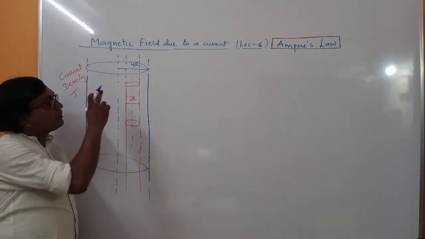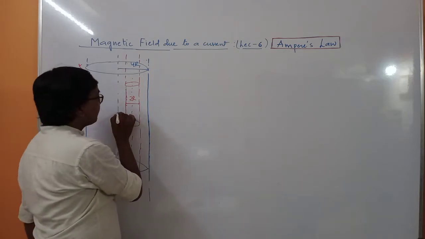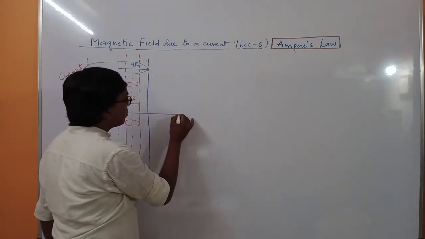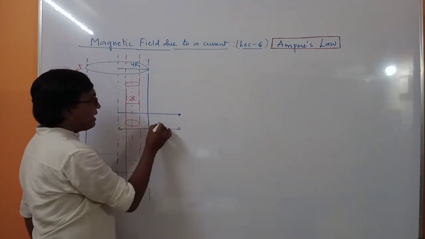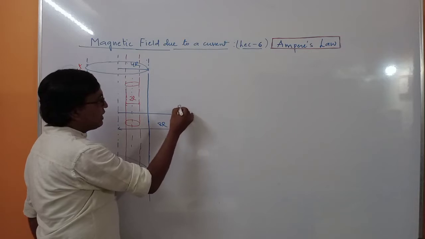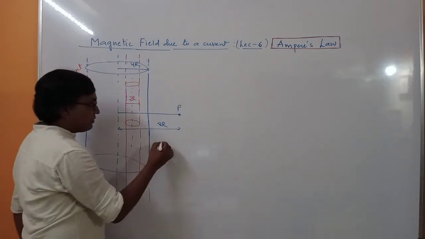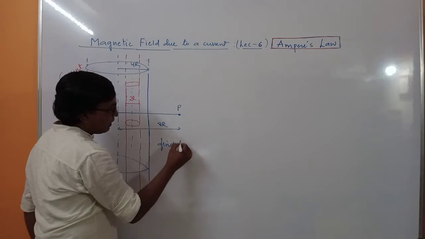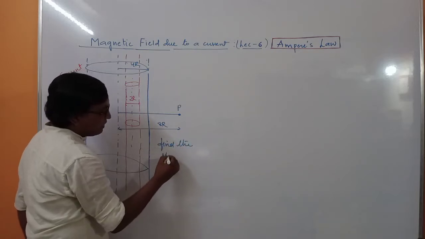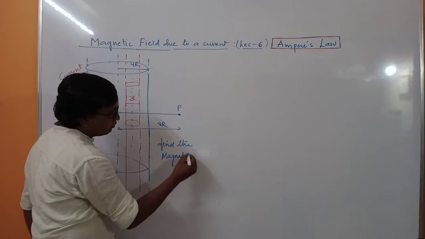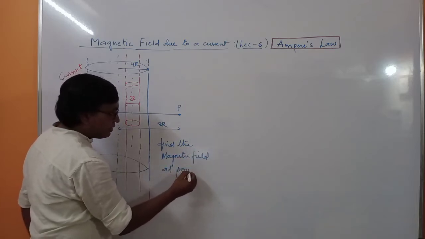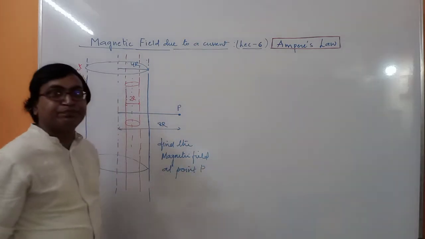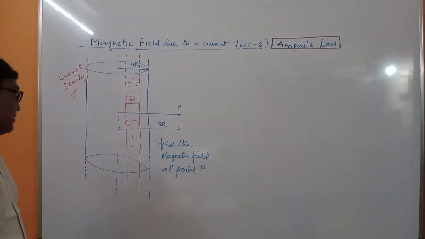Now we want to find out the magnetic field due to this current distribution at a distance of 8r from the axis. So here this distance is 8r, at point P. So find the magnetic field at point P. Okay, yes. So now how to solve this?